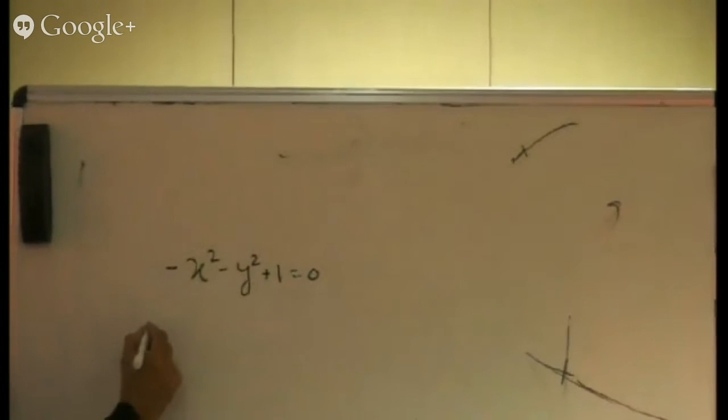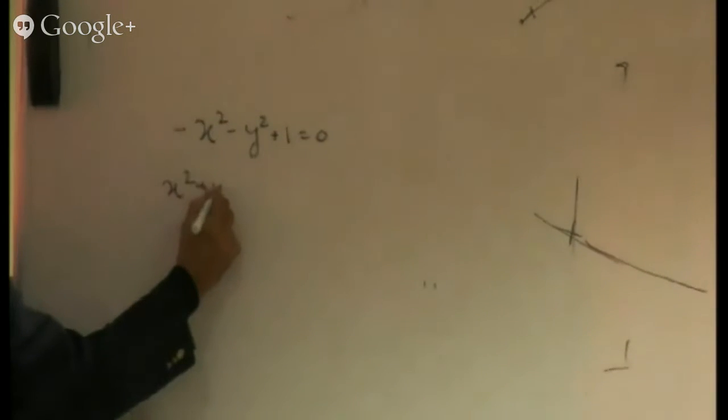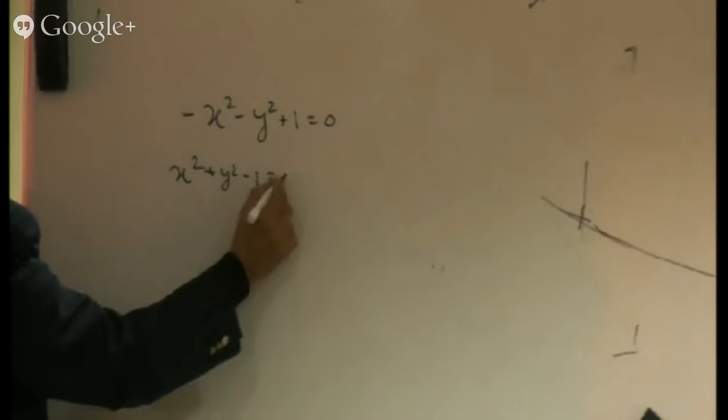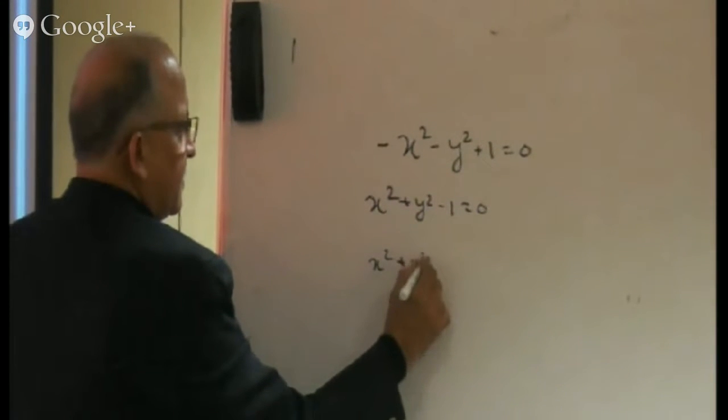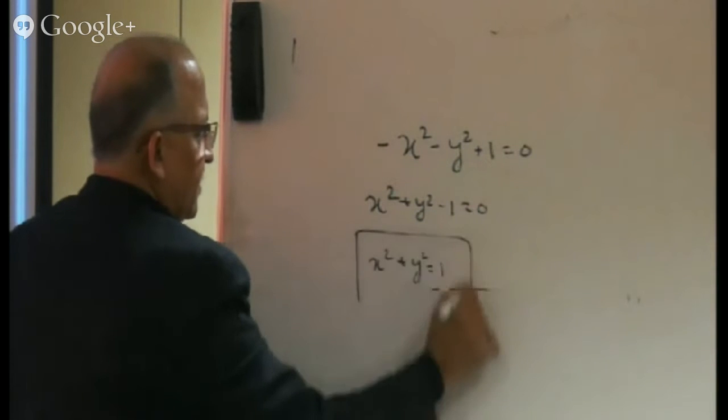Minus x square minus y square minus plus 1 equal to 0. You can write it as x square plus y square minus 1 equal to 0. It is a circle.